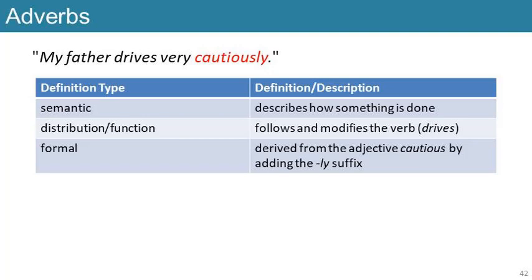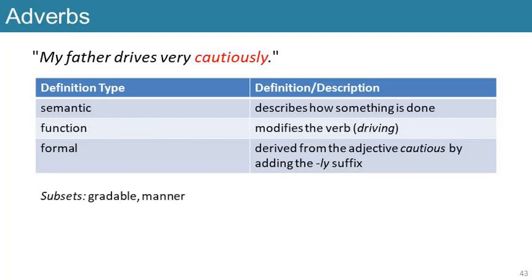Cautiously in this sentence can be defined semantically as describing how something is done, namely the driving, and functionally and distributionally as following and modifying the verb drives. A formal description notes that cautiously is derived from the adjective cautious and identifiable as an adverb of manner by its -ly ending. Cautiously in the example sentence is a member of the gradable and manner subsets.